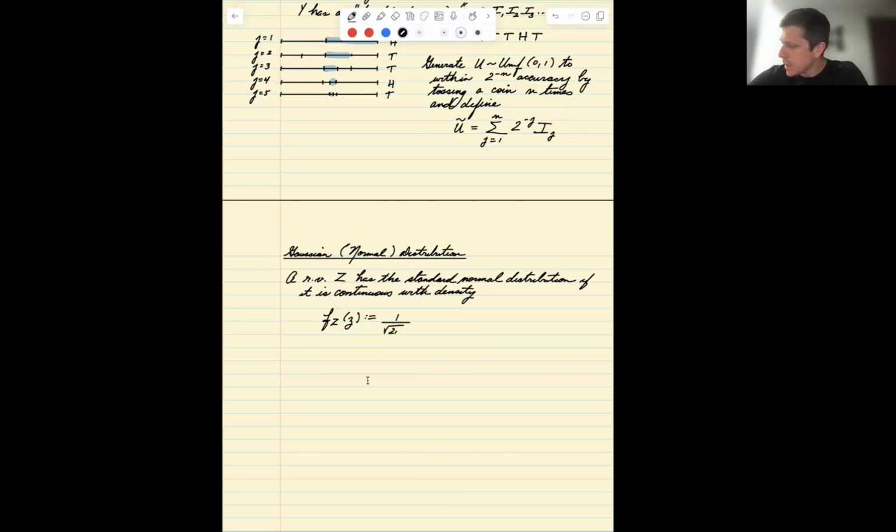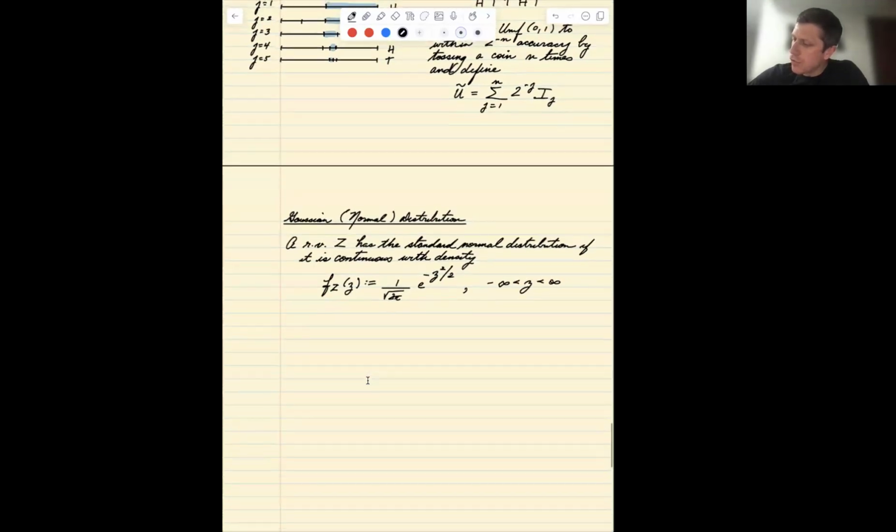That's just a normalizing constant. e to the minus z squared over 2. And this is for all values of z, real numbers, positive and negative. This is sometimes also written as lowercase phi of z. That's a reserved notation in a lot of textbooks for the density of the standard normal distribution.